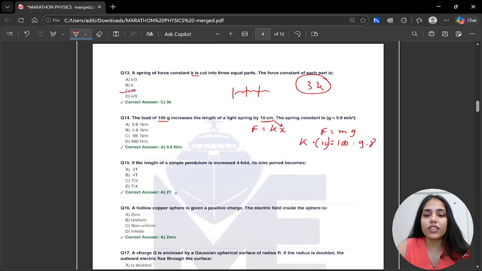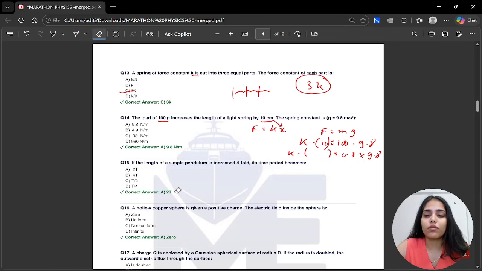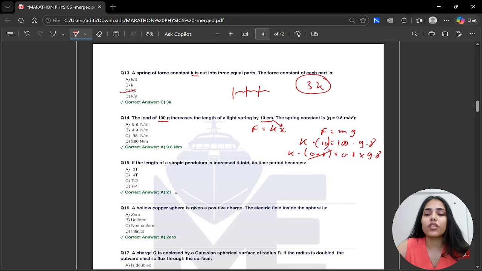Now, if we take all of this in standard units, we'll convert this 10 into meters and this 10 grams into kg. So, K into 0.01 is equal to 0.1 into 9.8, right? Sorry, this will not be 0.1, this will also be 0.1. So this and this get cancelled and you get the value of K as 9.8. That is option A. Okay.